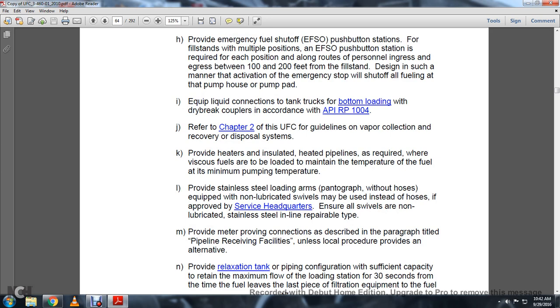I. Equipment liquid connection to the tanker trucks at the bottom loading: dry couplers in accordance with API RP 1004. Refer to Chapter 2 of the Unified Facilities guidelines for vapor collection and recovery for the disposal system. K. Provide heaters for the insulated and heated pipelines as required for viscous fuels that are loaded, to maintain the temperature of the fuel at the minimum pump temperature.